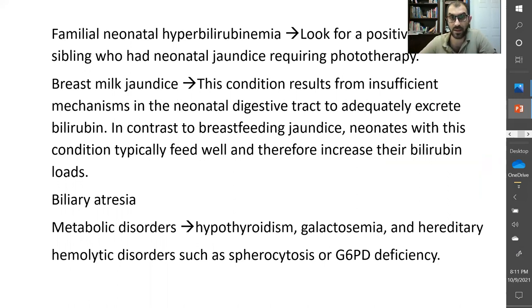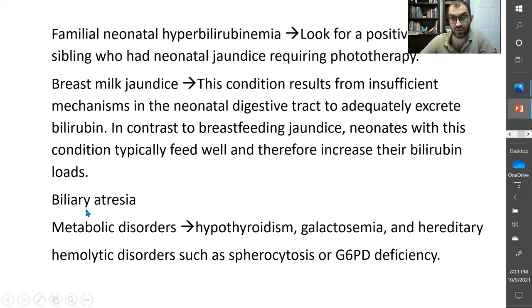Breast milk jaundice results from insufficient mechanisms in the neonatal digestive tract to adequately excrete bilirubin. Glucuronyl transferase inhibitor. In contrast to breastfeeding jaundice, neonates with this condition typically feed well and therefore increase their bilirubin loads. Biliary atresia: if I have biliary atresia, my biliary tree is not developed properly, so there is a leakage in the bilirubin.